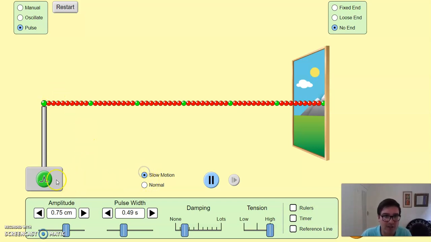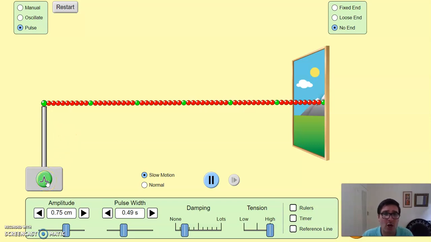So if I do this in slow motion, you will see there it goes up and down. It generates a pulse, and the pulse moves perpendicular to the disturbance that was created over there. So that's the first important concept that you have to grasp of transverse pulses.